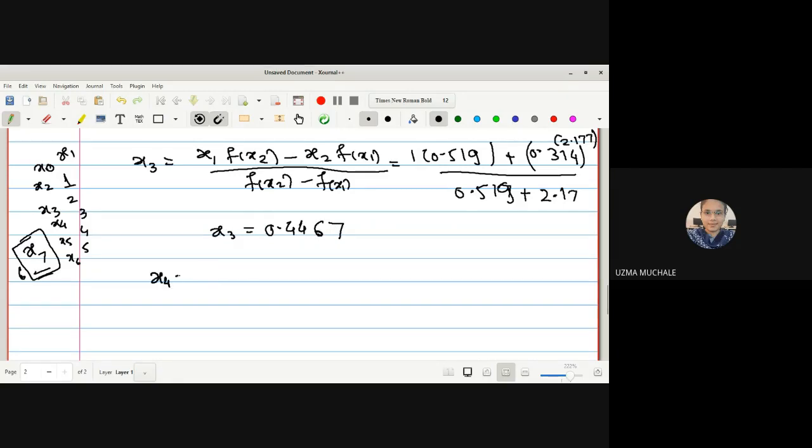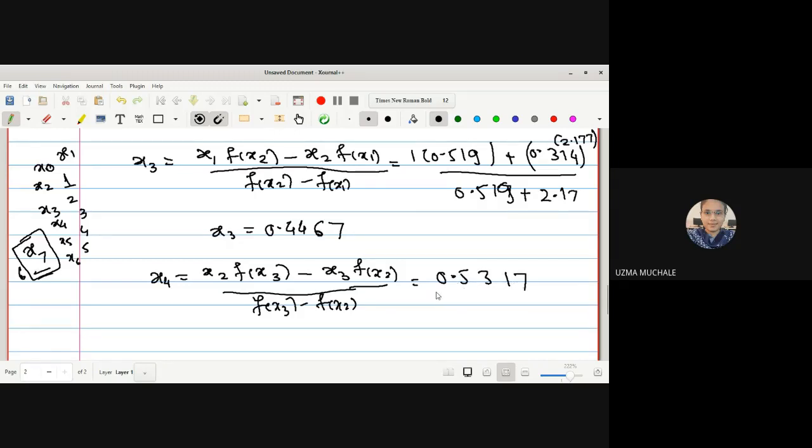Similarly, let us calculate x4. What will be x4? It is x2 f of x3 minus x3 f of x2 divided by f of x3 minus f of x2. Calculate and tell me the value of x4. It should be 0.5317. At least 0.53 should be common.